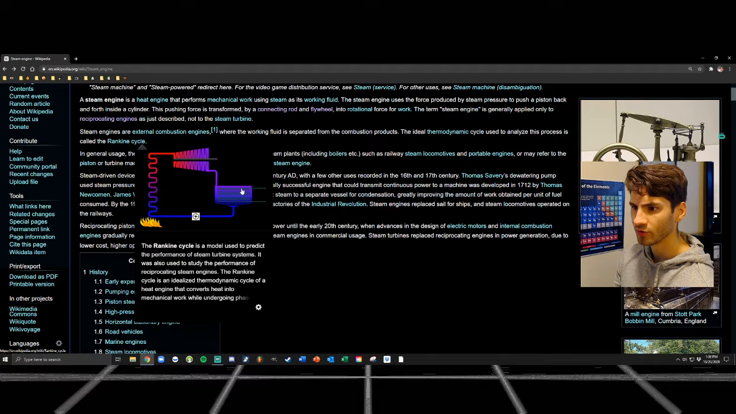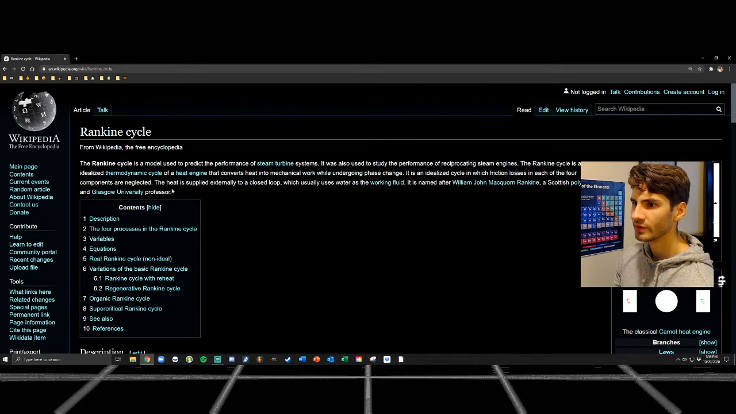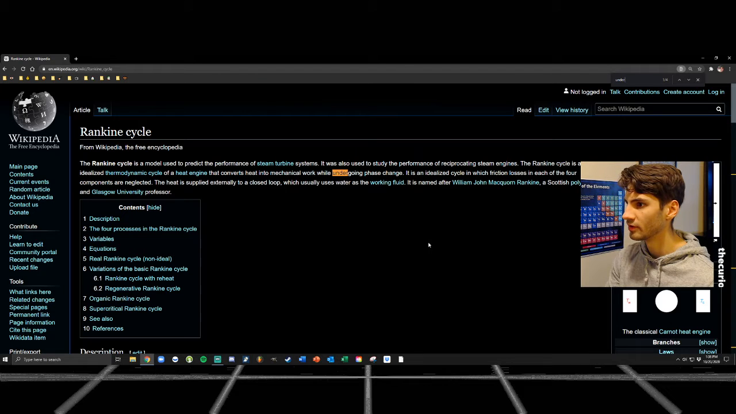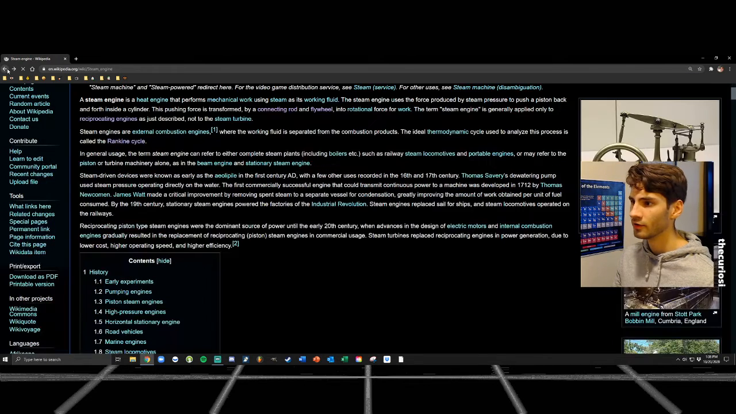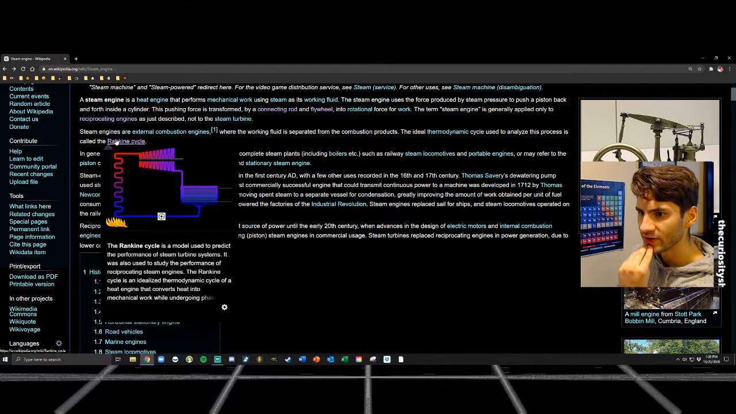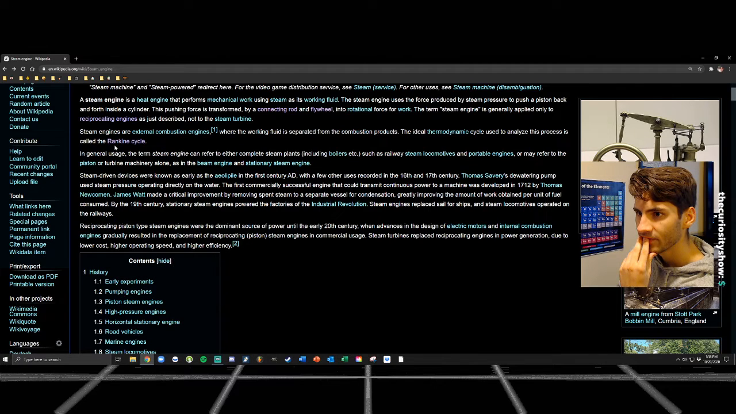The Rankine Cycle is an idealized thermodynamic cycle of heat engine that converts heat into mechanical work while undergoing, and it's gone. Let me just look up undergoing. It might be on here. Oh, well, undergoing phase change. Okay, so let's read that again. Where were we? The Rankine Cycle is an idealized thermodynamic cycle of heat engine that converts heat into mechanical work while undergoing phase change. In general usage, the term steam engine can refer to either complete steam plants, including boilers.